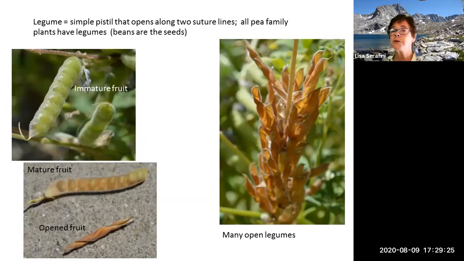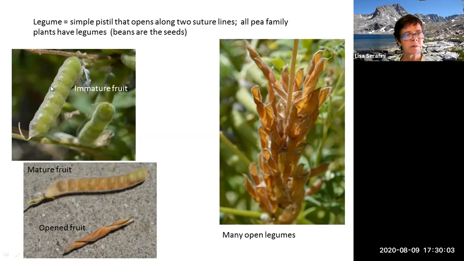Legumes are also dry fruits, and we have a simple pistil, again, one carpel, but instead of opening on one suture line, it opens along 2, okay, 2 lines on opposite sides, in most cases. So all of the pea family plants have legumes as their fruits. But you think, well, wait, don't we eat legumes? We do. But when we're eating the pods or the legumes, we're making sure we get them before they're mature, because if they are mature, they're going to look something like this, and we're not going to want to eat that. So this is actually a lupin, which you shouldn't eat anyway, but here's a nice immature fruit.